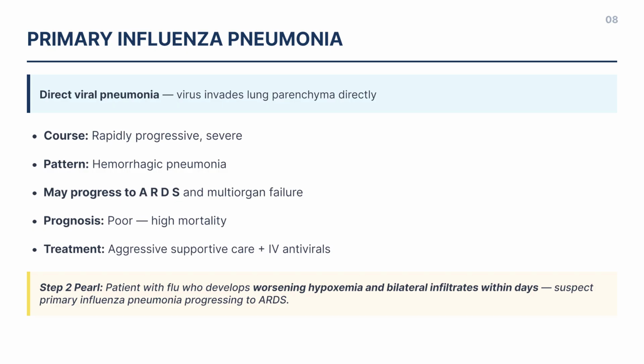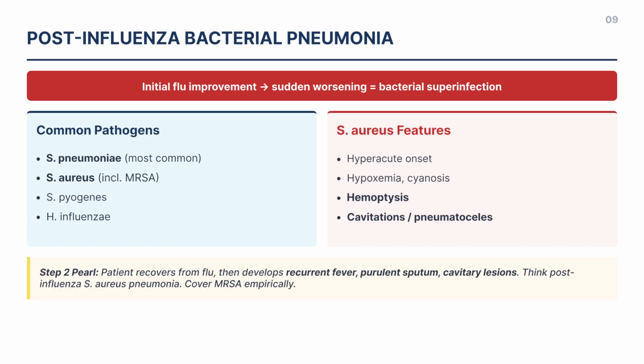Step 2 Pearl. A patient with influenza who develops worsening hypoxemia and bilateral pulmonary infiltrates within days of symptom onset should raise concern for primary influenza pneumonia progressing to ARDS. Post-influenza bacterial pneumonia is even more commonly tested.